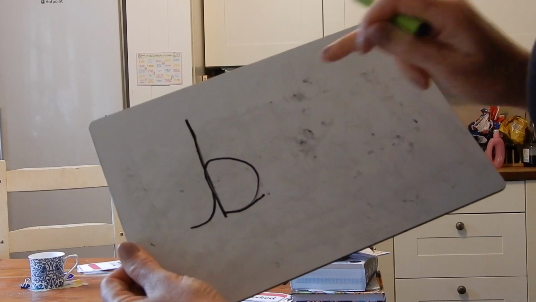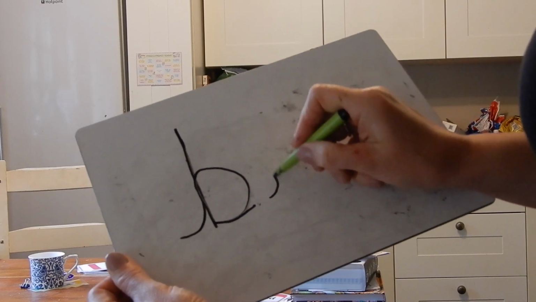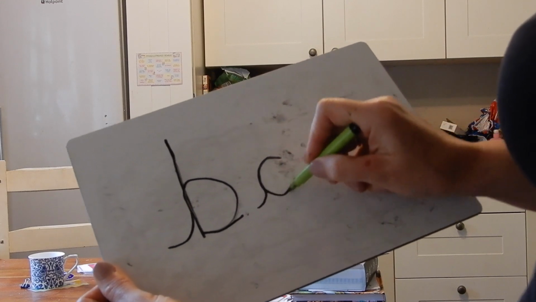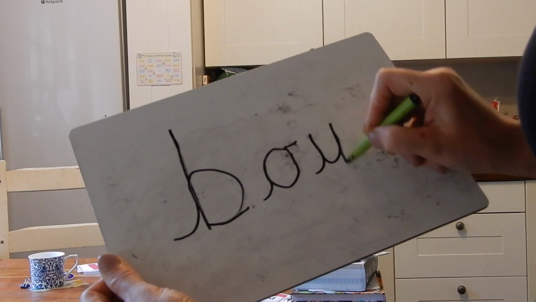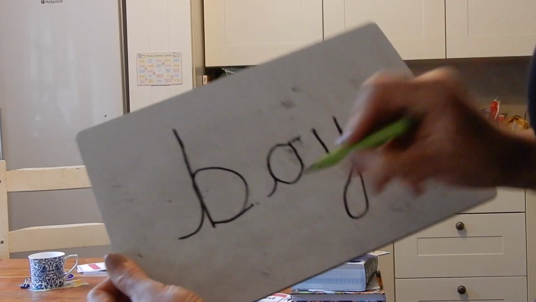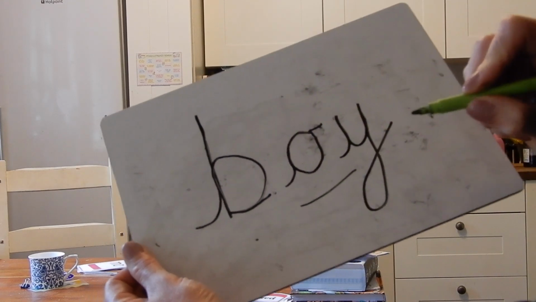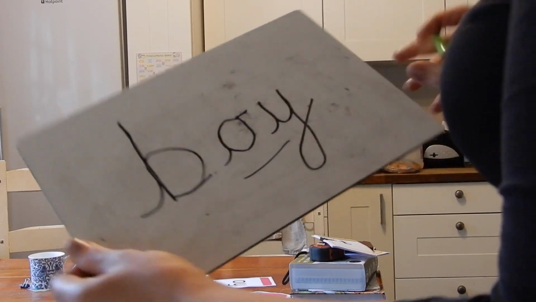So b, oi is our other sound. So I'm going to come up like I just did, like a curly c, the arm out, whoosh up for the y, smiley mouth, umbrella handle and loop through. B, oi, boy. A nice easy one to start off with.